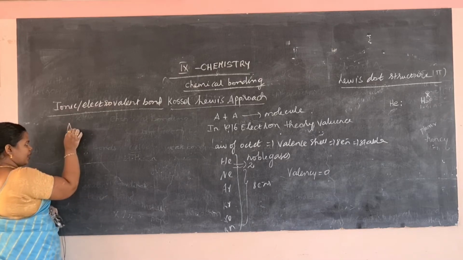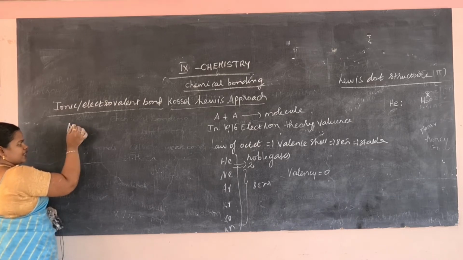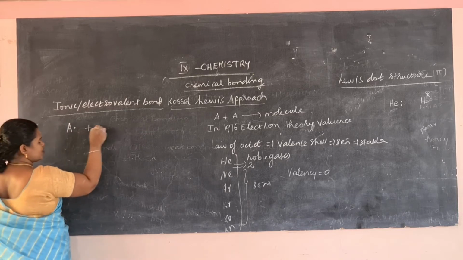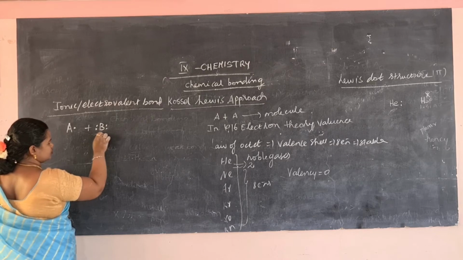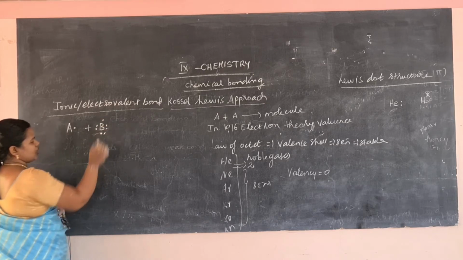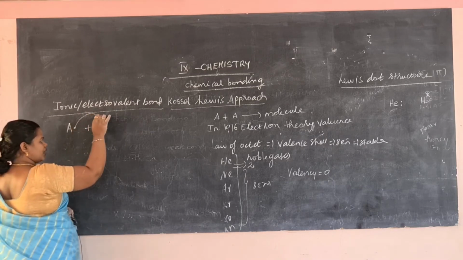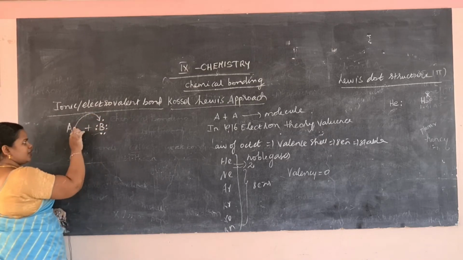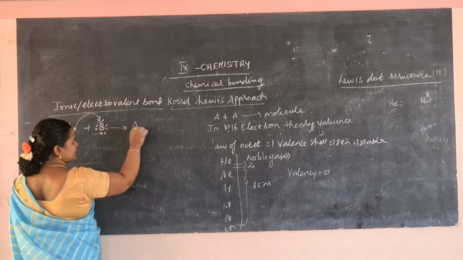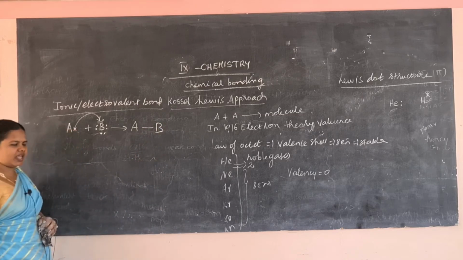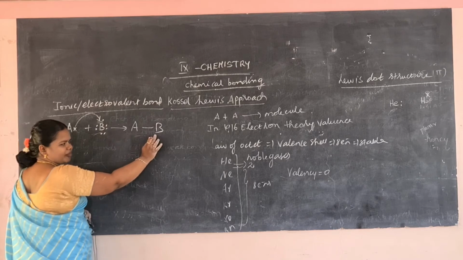For example, compare A, which has 1 electron in excess, plus B, which needs 1 electron. I said that having 8 electrons is what makes an atom stable, right? So this A gives 1 electron, and 1 electron is transferred to this B. A gives 1 electron and it forms a bond, that is AB. A gives one electron, B takes it, and A bond B is formed.